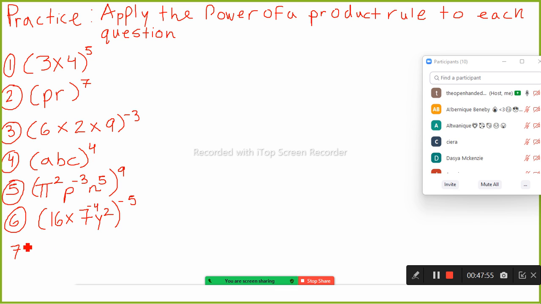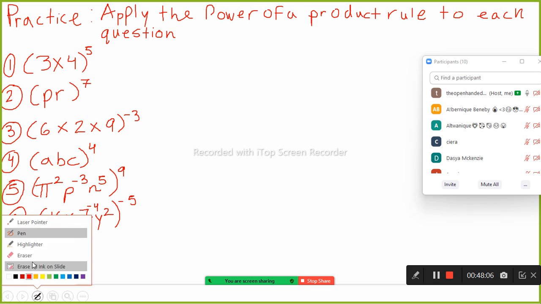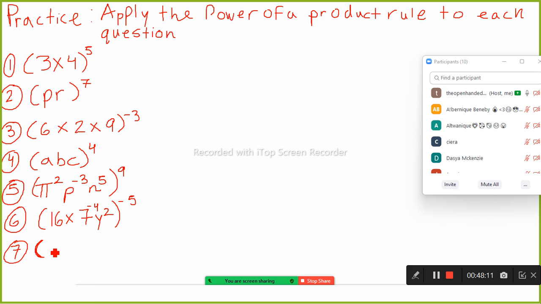And 7, let's say we have h, so we have r to the power of 2n to the power of 3 q to the power of 5, all raised to the power of 4.